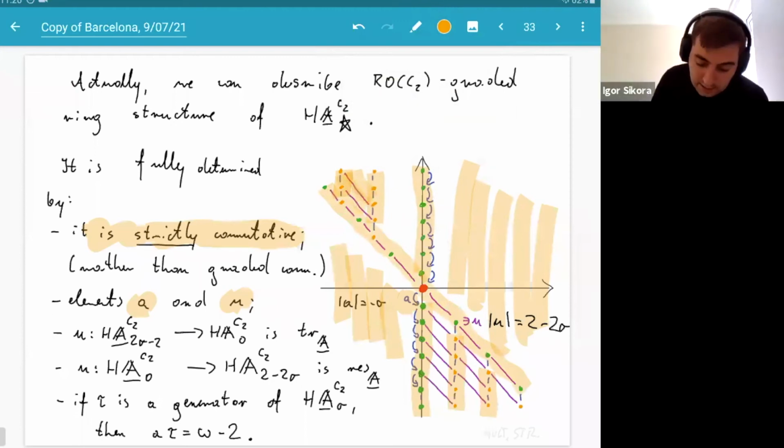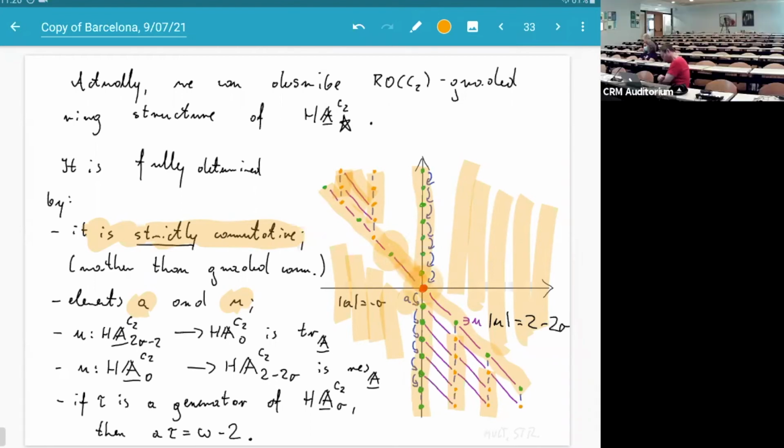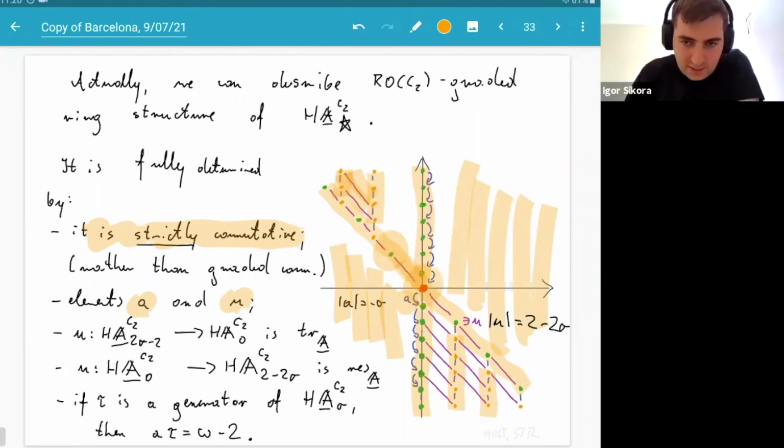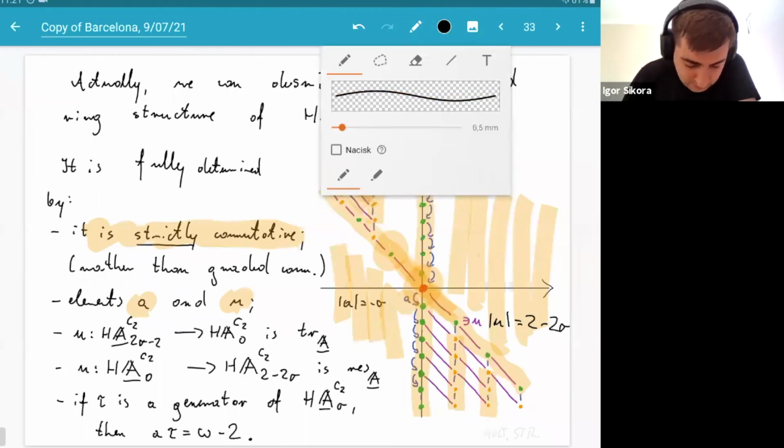And how we can describe this multiplication. So multiplication starting at the degree 2 sigma minus 2 and finishing in 0 is the transfer in the Bernstein-Mackey functor, and the multiplication by U starting at the 0 spot is the restriction in our Mackey functor. And finally, there is one more bit which we need to describe.